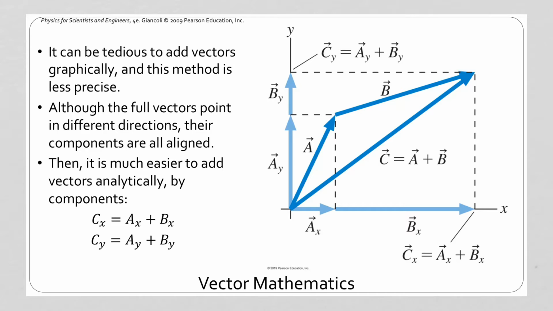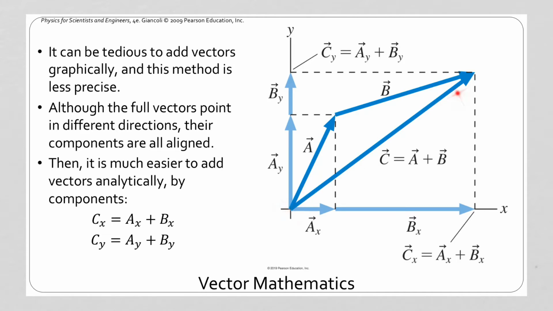We can add them using the tip to tail method or using the parallelogram method, but we've seen how tedious that is to use a ruler and a protractor, which still isn't the most accurate way possible. If we are just freehanding, then it's going to be even less exact, and so we want to find another way to be able to use our calculator and calculate these vectors more precisely. And so what we can do is look at this.